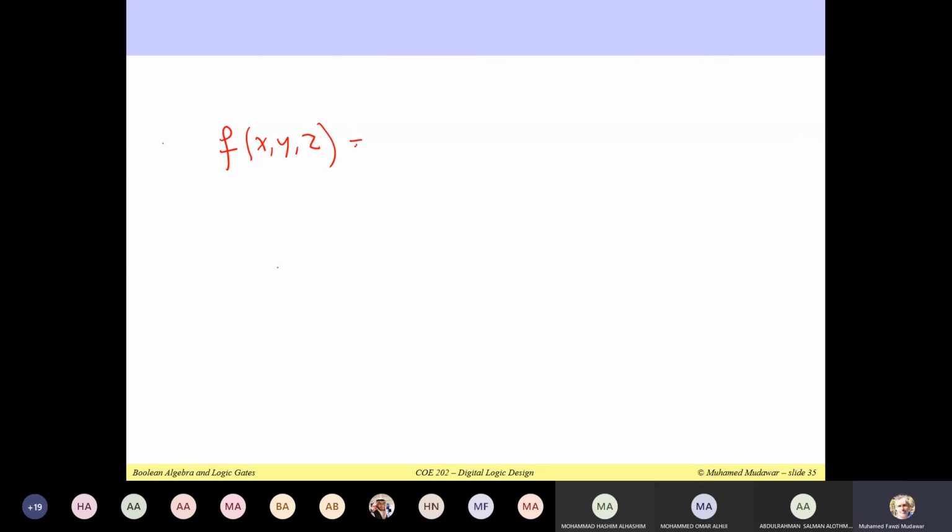Now, suppose that the function f here is equal to x prime y, or it is y prime z. Now, this is clearly in standard form. It's a sum of products, right? So let us take this function, which is given by this expression, and let us rewrite it as a sum of minterms. Let us try to discover what are the minterms of this function.